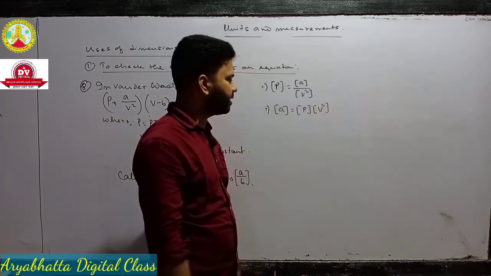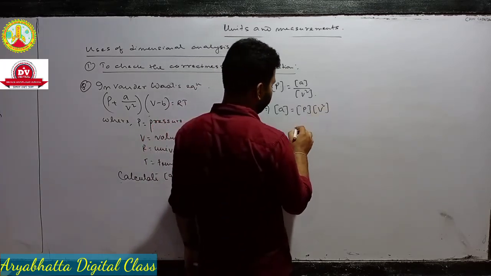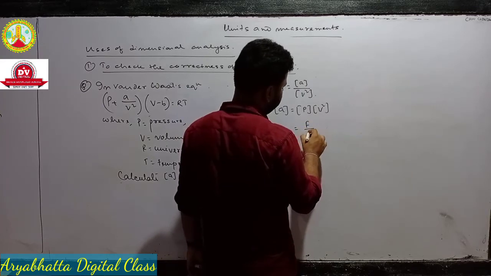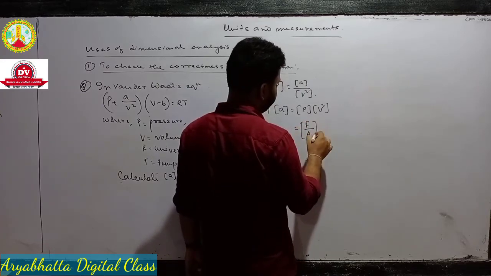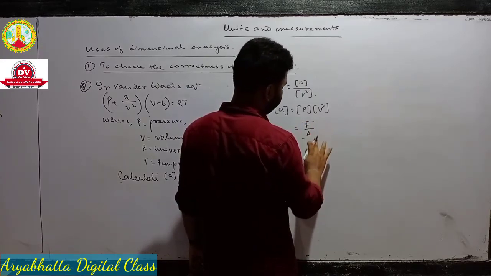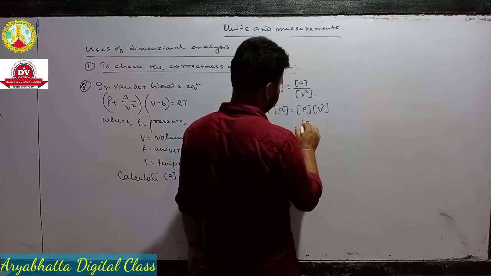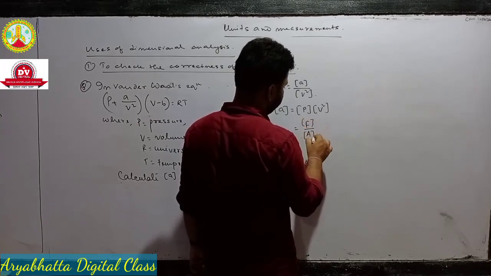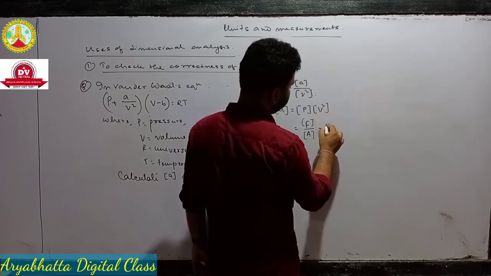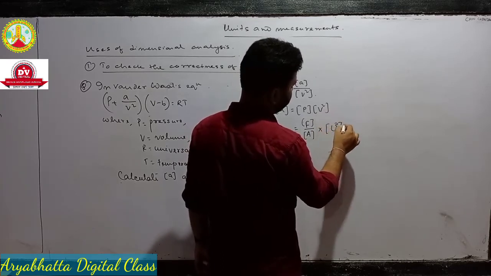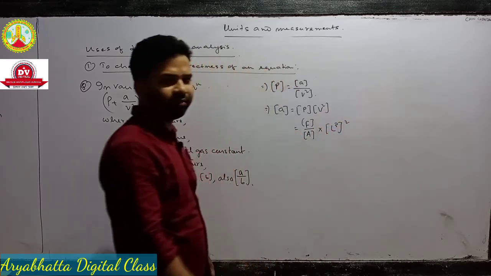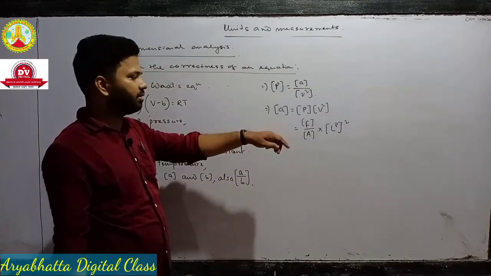ओके, P इज प्रेशर. सो प्रेशर क्या होगा यहाँ पे? F divided by A. You know this pressure is force per unit area, F divided by A, and dimension of V square is what? L to the power 3 square. वॉल्यूम है ना, वॉल्यूम का यूनिट क्या होता है? मीटर क्यूब, सो L to the power 3.